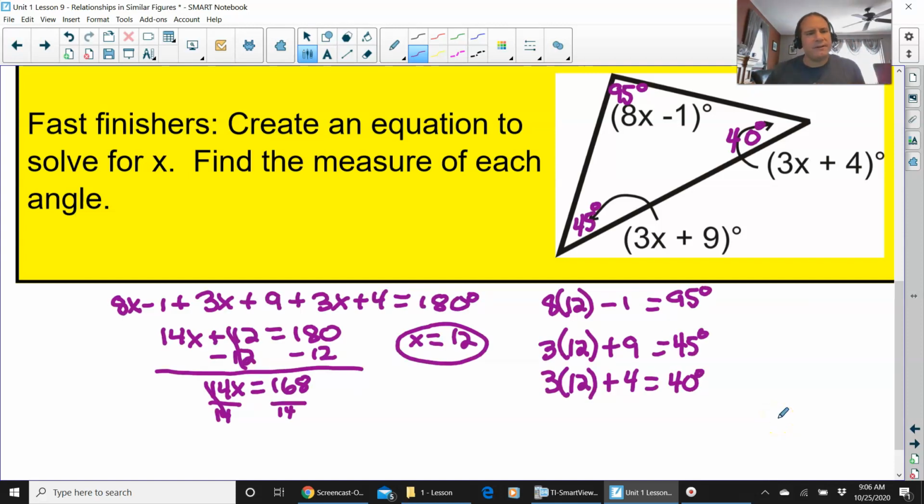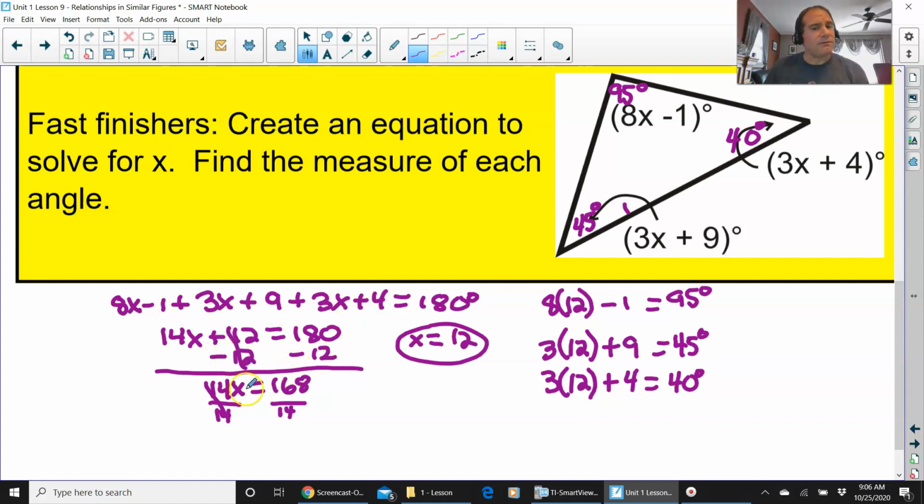Okay, so this is the fast finisher. I basically took all the expressions inside of the triangle and set them up into an equation, adding them up, equaling 180, because all interior angles of a triangle equal 180 degrees. You have 8x minus 1 plus 3x minus 9 plus 3x plus 4 equals 180 degrees. I combine like terms where I have 8x plus 3x plus 3x is 14x. Then I combine a -1, a positive 9, and a positive 4, and I get positive 12.